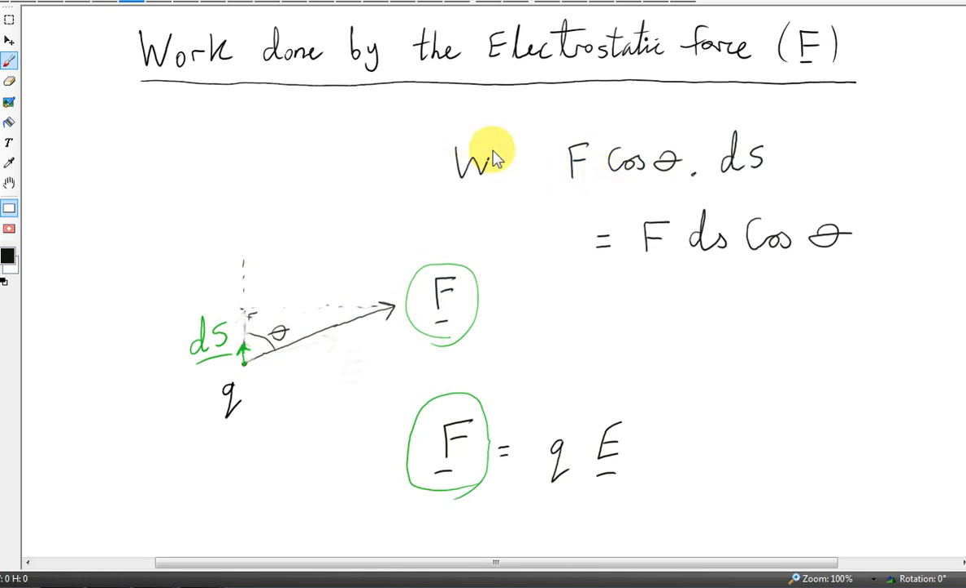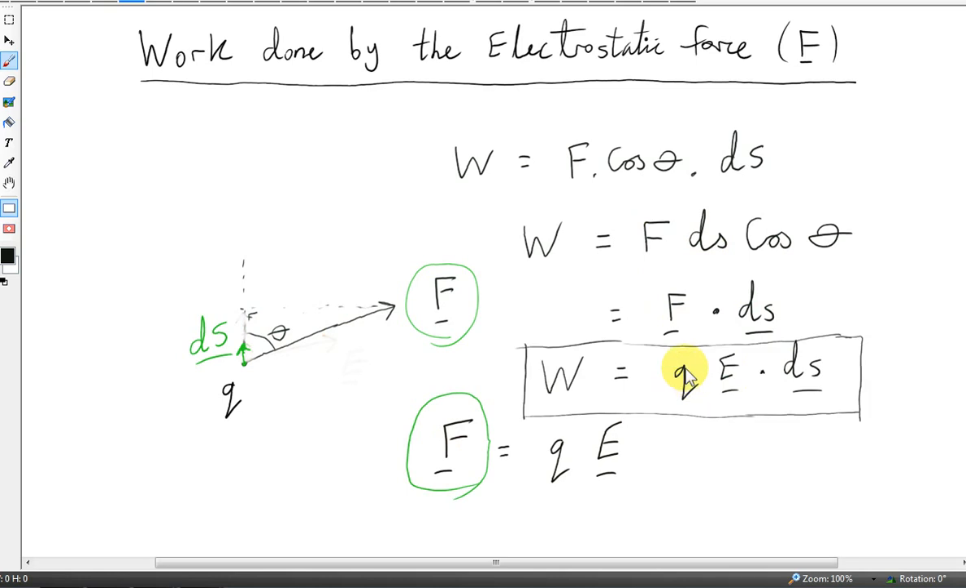Okay, so this is the work done, which we can call W. We can of course write it like this, with these quantities just multiplied together. But now, notice that this is nothing other than the definition of the dot product of vector F with vector ds. The dot product is the product of the magnitudes of the vectors times the cos of the angle between the two vectors, which is theta. Finally, we can write Q times E for vector F. Q is just a scalar. Okay, so there it is, the work done by electrostatic force F.